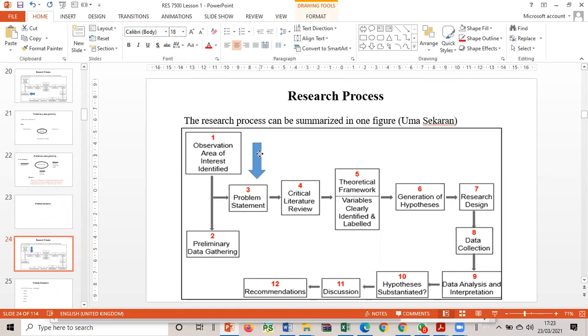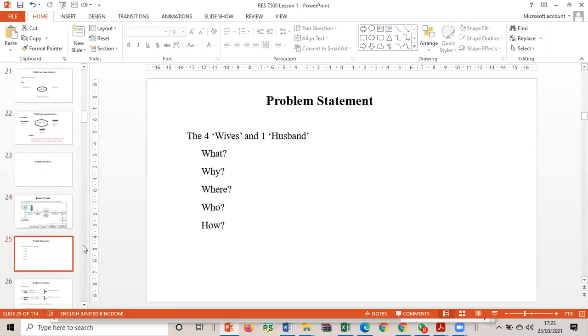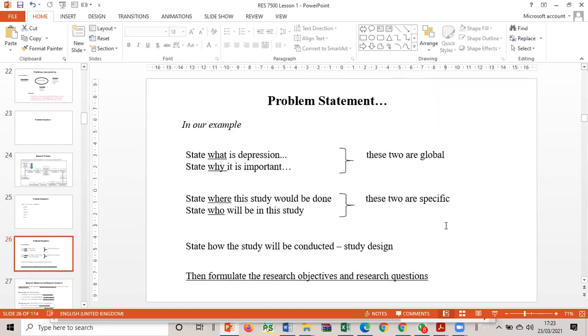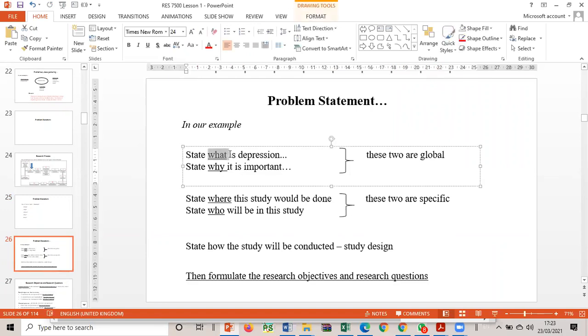So what is the problem? Okay. For the problem statement, we say 4 wives and 1 husband: the what, why, where, who, and the how. Let's see what these W's and H represent. The first W is what. So you must define what depression is. That's why definition is very important. Don't give your own definition.